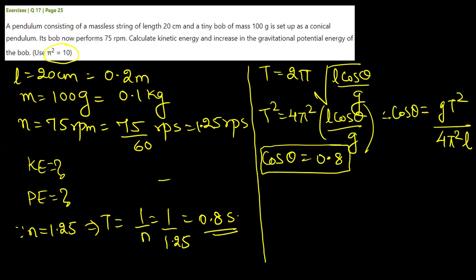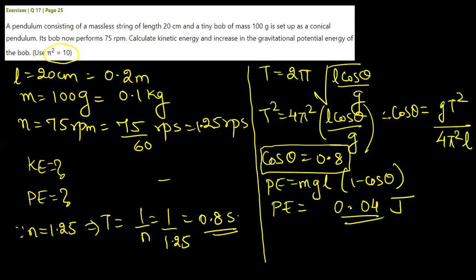Now as I told you, we don't have kinetic and potential energy direct formulas given to us, so I'll give you the formula. The potential energy formula is given by mgl (1 minus cos theta). That is why we first found the value of cos theta, because the formula needs the value of cos theta. Again when you substitute the values and solve, you will get 0.04 joule. The answer will be 0.04.